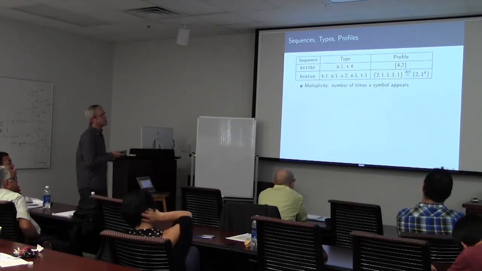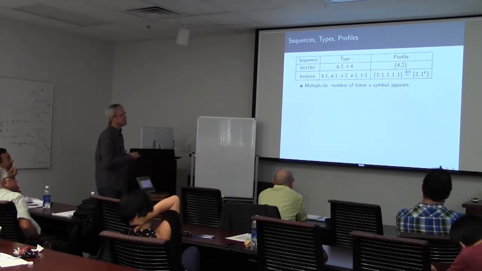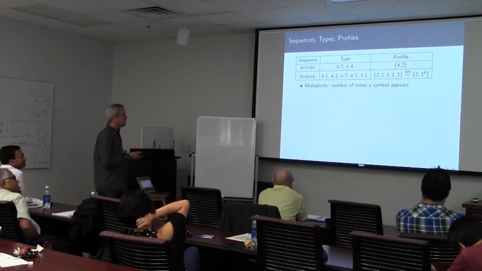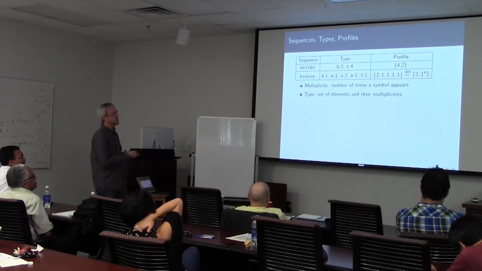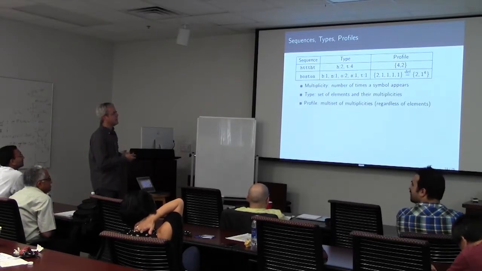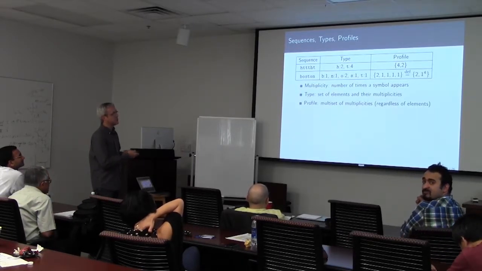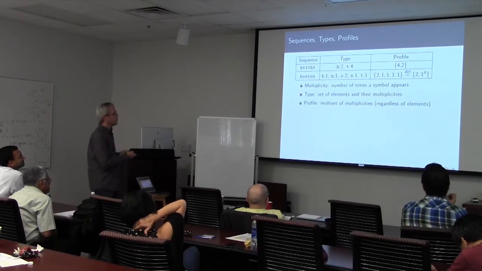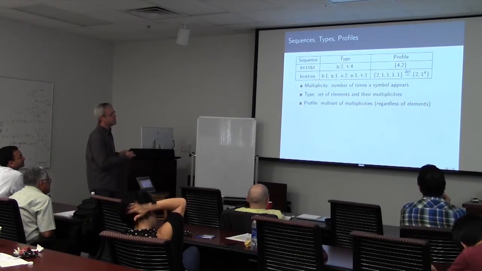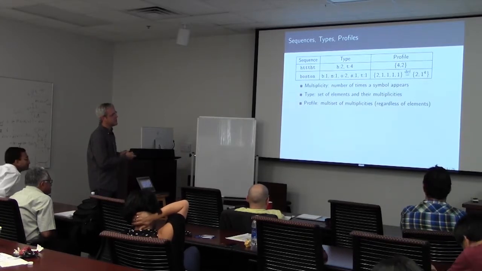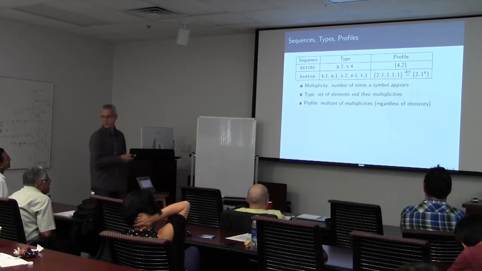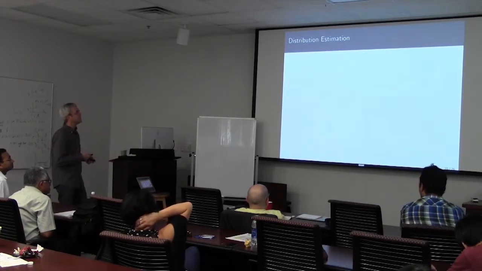The type just says the number of times, the multiplicity, that each symbol appeared, so the type is the set of elements and their multiplicities. And the profile is just the multiset of multiplicities, so here it will just be 4 and 2. Or for Boston, we have B appearing once, N appearing once, O appearing twice, and so on. What is the profile? We just eliminate the labels, and we just say there's 1 symbol that appeared twice, and 4 symbols that appeared once. And that's the profile.